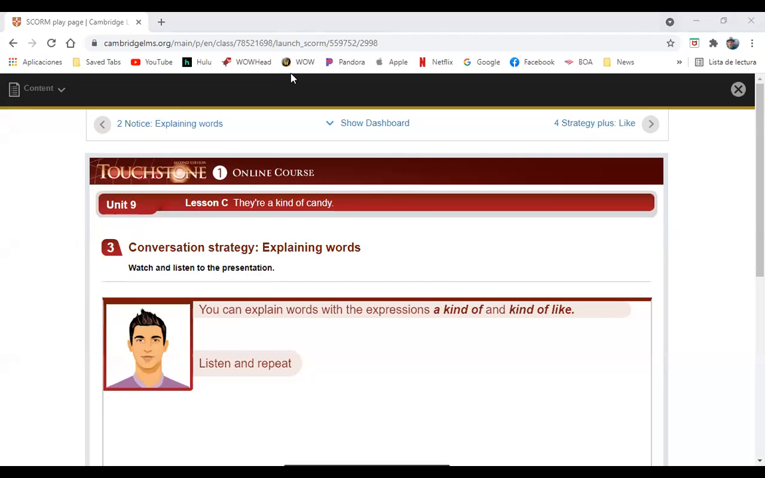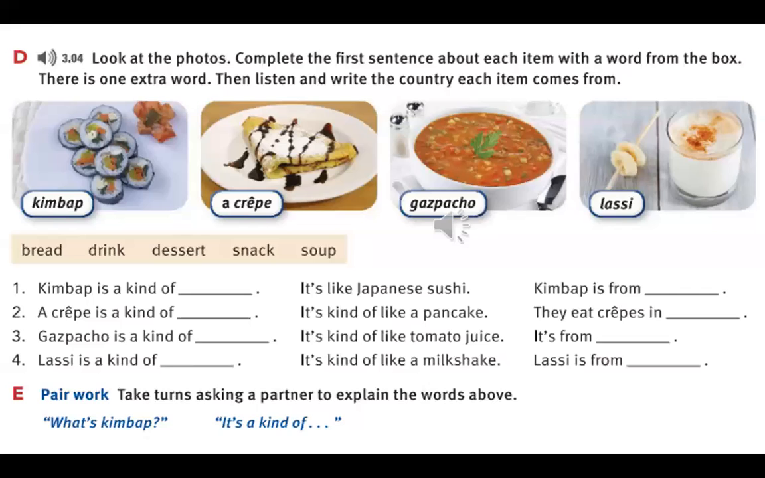Well, we practiced the conversation with Edith. You don't have any troubles with pronunciation or fluency, but I think you will need more work on grammar. Look at the photos. I want you to read the instructions, please. Yes, look at the photos, complete the first sentence about each of them with a word from the box. There is one extra word. Then listen and write the country of each item.